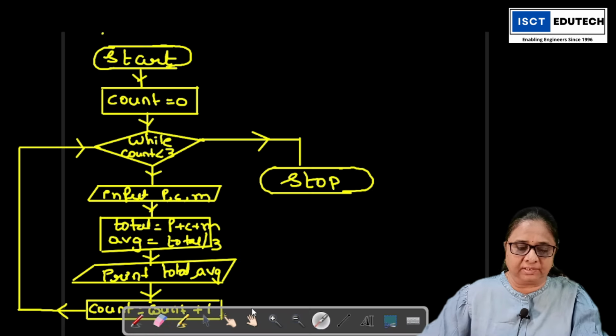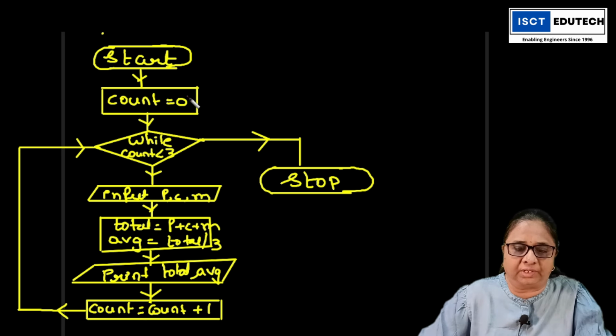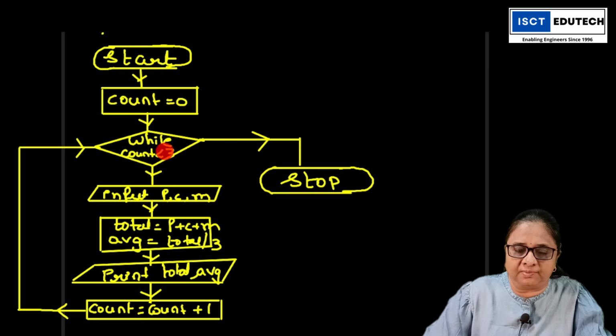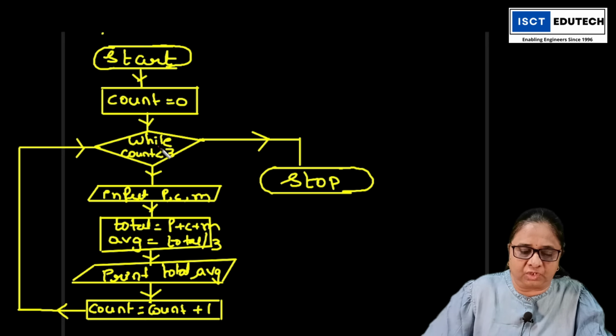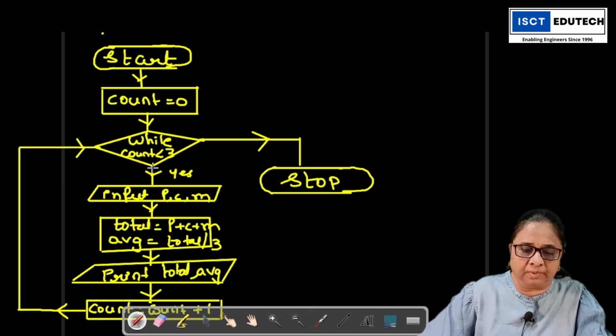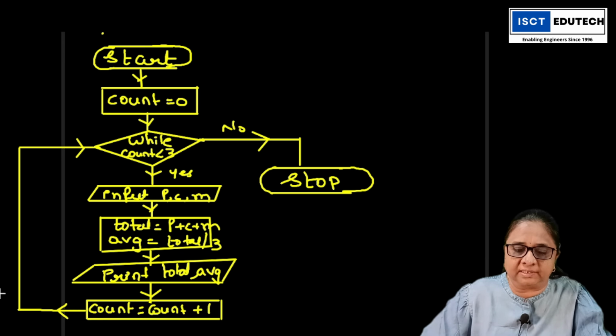Now let us look at the solution for pre-check. So start, count equal to 0. First comes the condition, how many times the loop has to repeat, because it is pre. So while count less than 3. If it is true, if it is yes, enter the loop. Input PCM, calculate total and average, print them, count equal to count plus 1, go back, then 1 less than 3, yes, input. So this process repeats 3 times. Count less than 3, when this becomes false, it goes to the no direction and stops.